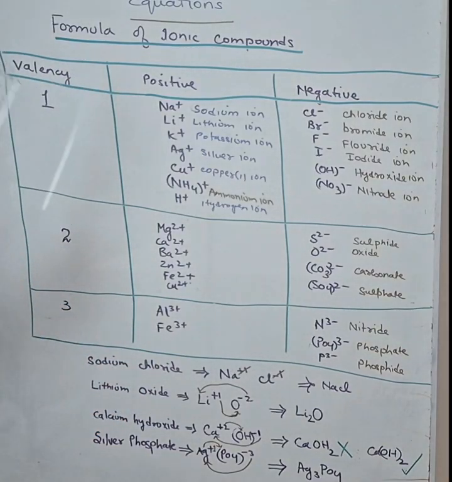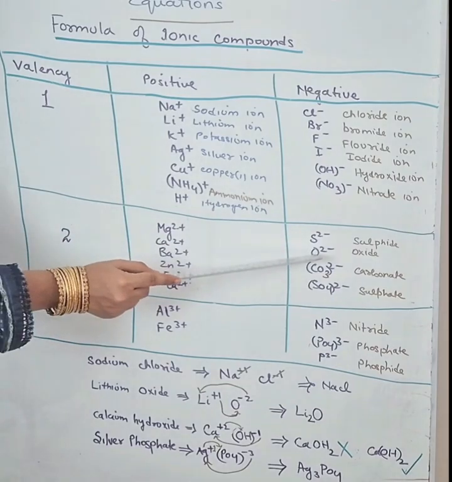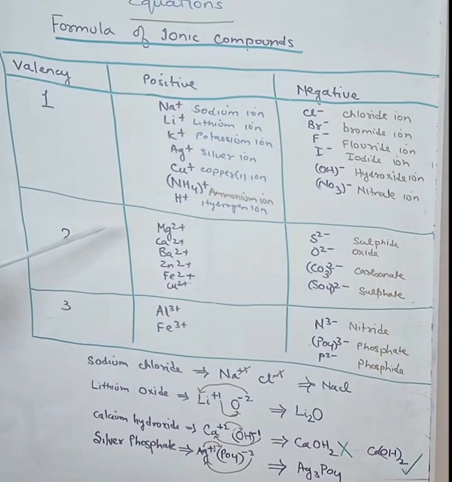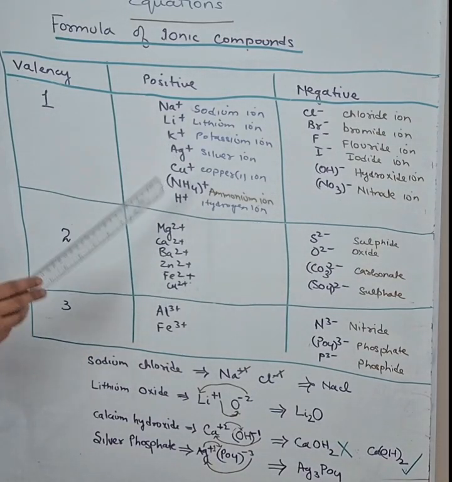So if I am making the formula from ions whose valency is the same, then you will just cancel each other. Okay? One more example we'll see. Suppose I want to know the formula of magnesium oxide. Now you see magnesium is 2+ and oxide is 2-. Both have valency 2. So they will cancel each other and it will become MgO. Okay, so if the valency is the same, they will cancel.